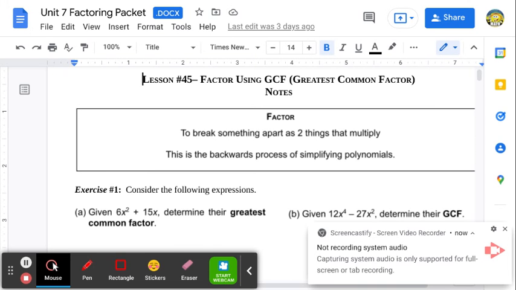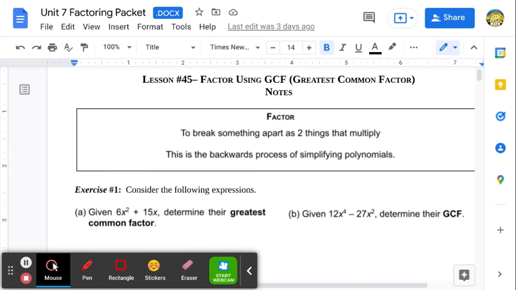We're starting a new mini unit today. This unit is called factoring, and just like we did a lot of simplifying with polynomials in the last packet, this is doing that work backwards. So let's just get right into it.